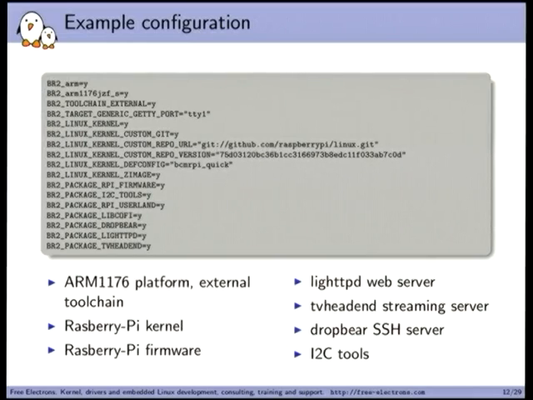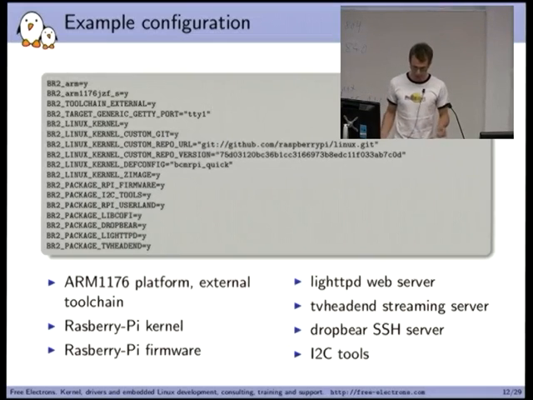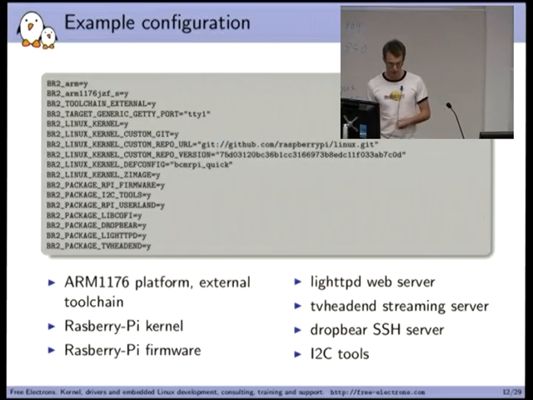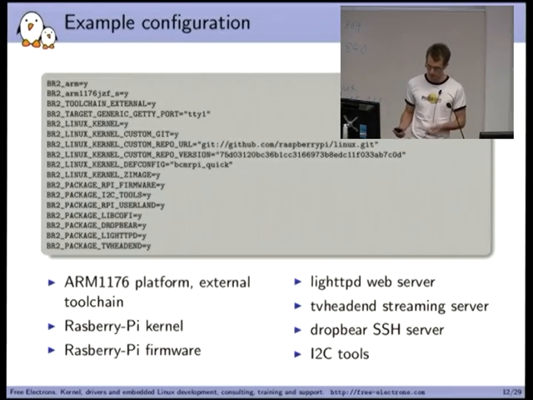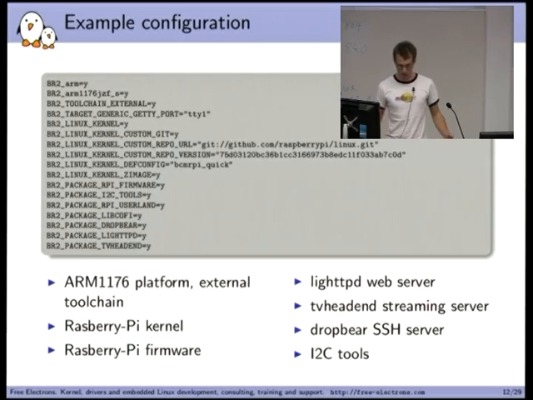Here is an example configuration. Just like the Linux kernel, the configuration gets saved in a file named .config, which is just a text file that says for each option what the value is. So here is the configuration for the Raspberry Pi. It's going to build a kernel for ARM platform with an external toolchain. It's going to include the Raspberry Pi firmware and userland proprietary binaries, the I2C tools, and then the TVheadend streaming server, the Dropbear SSH server, and the lighttpd web server. And just with this configuration, it's going to produce directly an image that you can use on your Raspberry Pi.